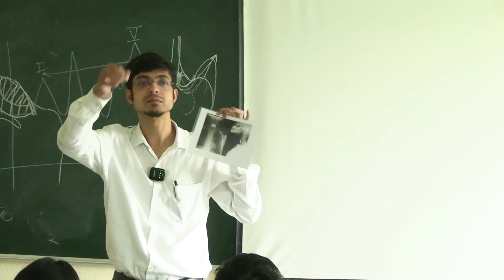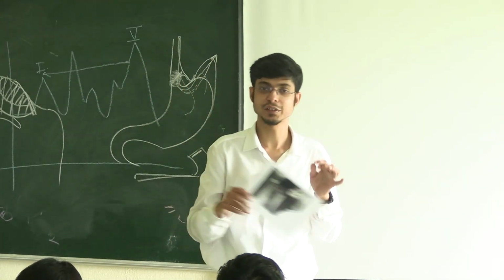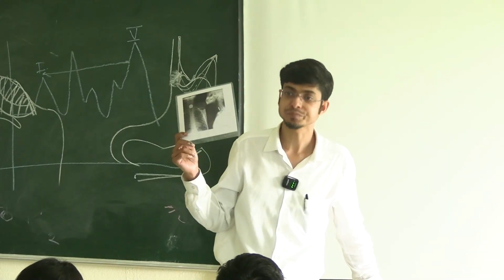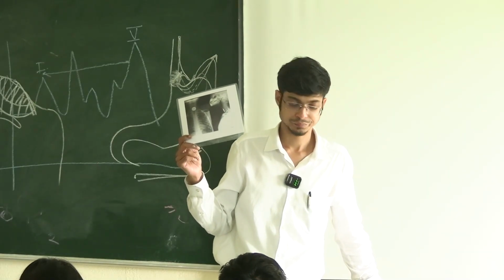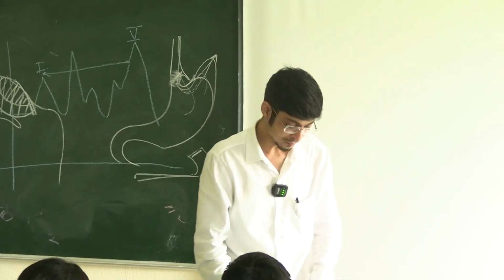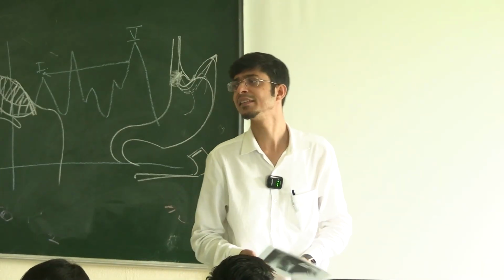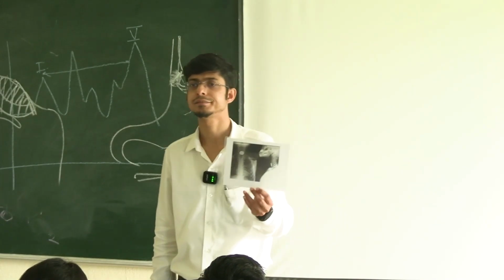You know the constrictions of the esophagus, right? So this is the first constriction. So it is stuck in there. Why do we say that this is in the esophagus and not in the trachea?